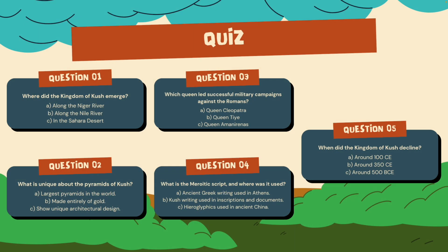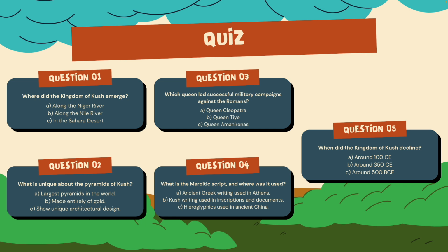Okay, quiz. Question 1. Where did the Kingdom of Kush emerge? A. Along the Niger River. B. Along the Nile River. C. In the Sahara Desert. Question 2. What is unique about the pyramids of Kush? A. Largest pyramids in the world. B. Made entirely of gold. C. Show unique architectural design.